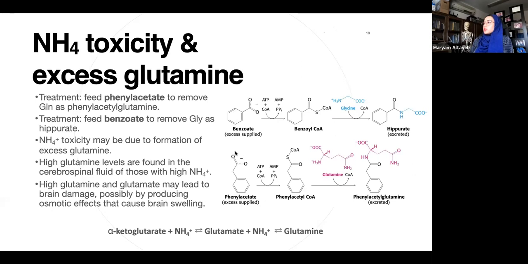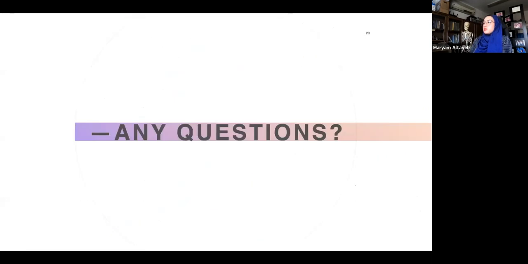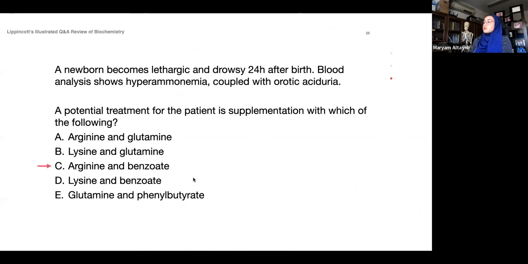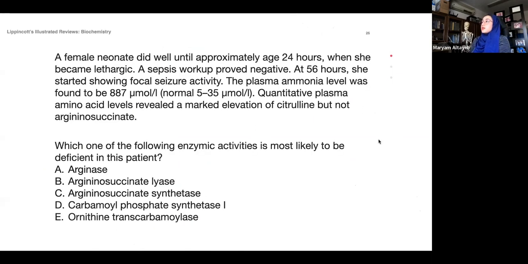So remember, you can give benzoate that's going to be excreted as hippurate, or phenylacetate that's going to be excreted as phenylacetylglutamine. Okay. But you guys were right in both of them. All right, there's a lot of questions, so I'm just going to go through them. If you guys want to answer, feel free to do so in the chat.